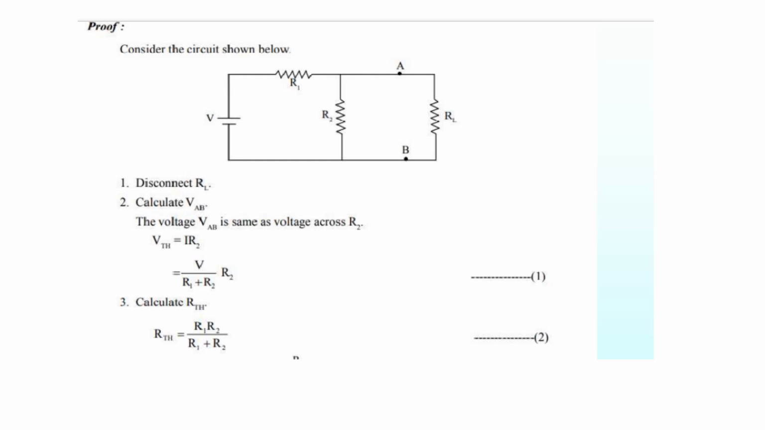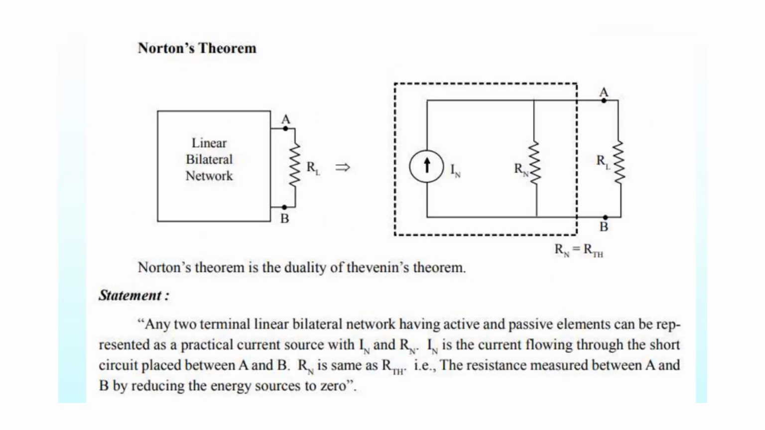First we need to disconnect the load resistance and then calculate the voltage across the two terminals A and B, and then by using Ohm's law, VTH is equal to I R2, equal to V by R1 plus R2 into R2. Then calculate RTH, the total resistance or Thevenin's resistance, that is equal to R1 and R2 in parallel, so we use the parallel formula, R1 R2 divided by R1 plus R2.